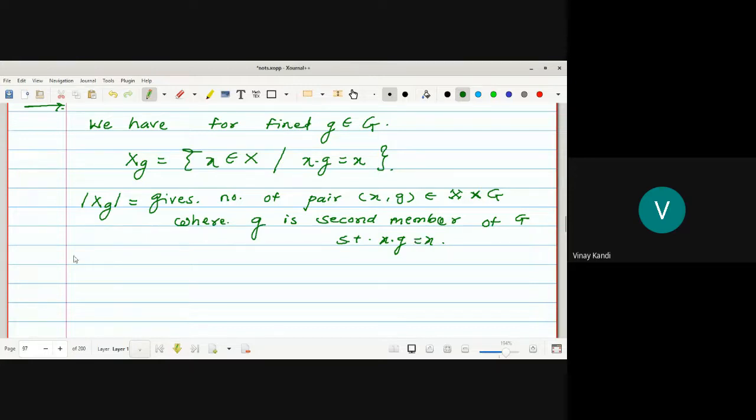Okay, and let n be the number of ordered pairs (x, g) belonging to the cross product of capital X and capital G such that x dot g is equal to x.